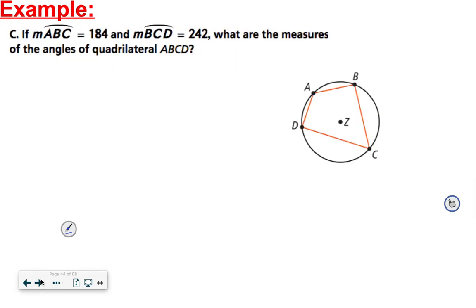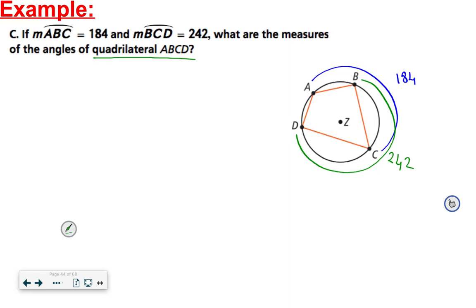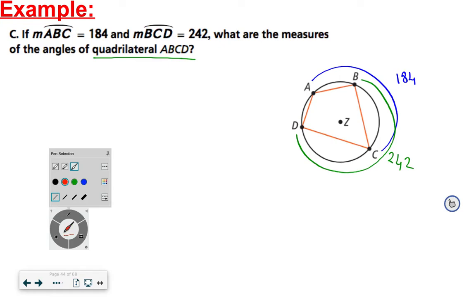Next question. If the measure of arc ABC is 184, and BCD is 242, what are the measures of the angles of quadrilateral ABCD? First of all, ladies and gentlemen, I know it seems like it's difficult, but it is not. What are we going to do?